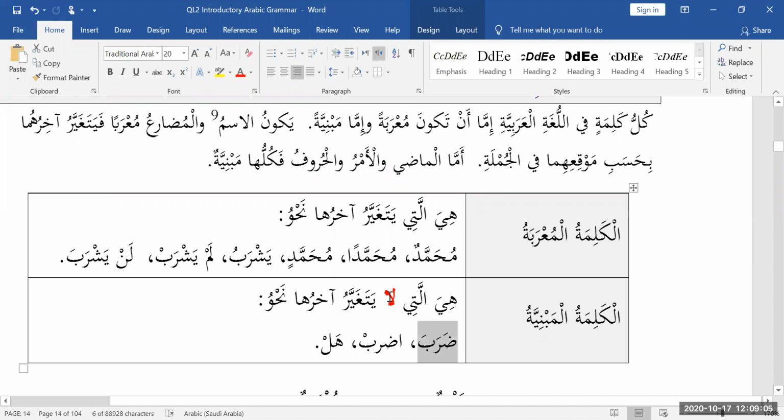Daraba is al-fi'l al-madi. Idrib is al-fi'l al-amr, and hal is a harf, which means it's a question word, as you remember from Easy Introduction to Arabic. So 5 types of words then. You have ism and mudari that are mu'rab, inflected. And then you have al-madi, al-amr, and harf that are not inflected.